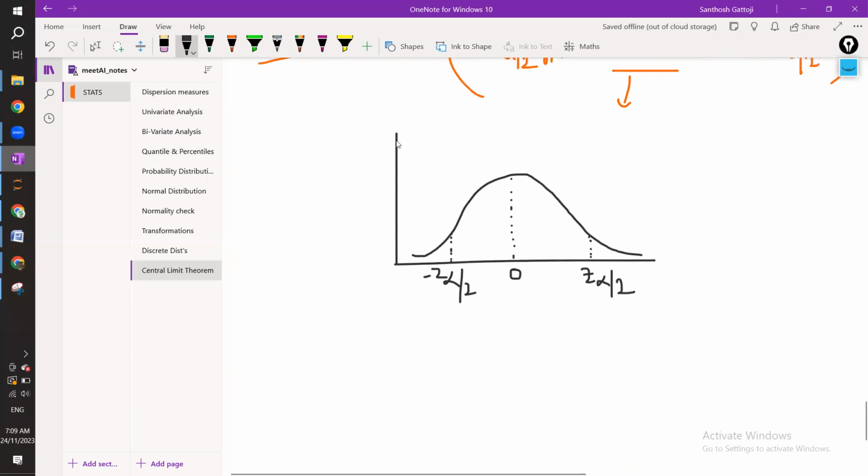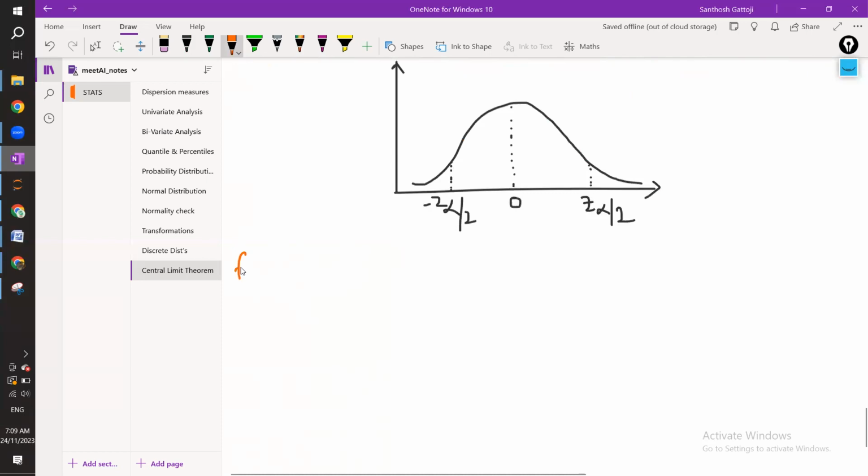Now if this is a standard normal distribution, perfect. So now we'll see for a 95% confidence interval. Sorry, confidence level, guys. 95% means confidence level. So for a 95% confidence level, what happens? We need to calculate these values.